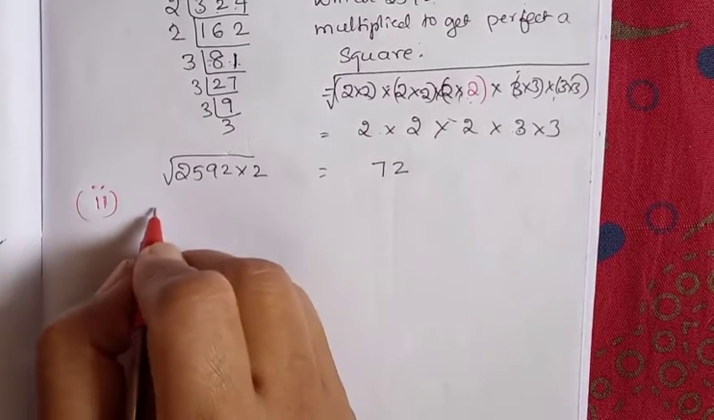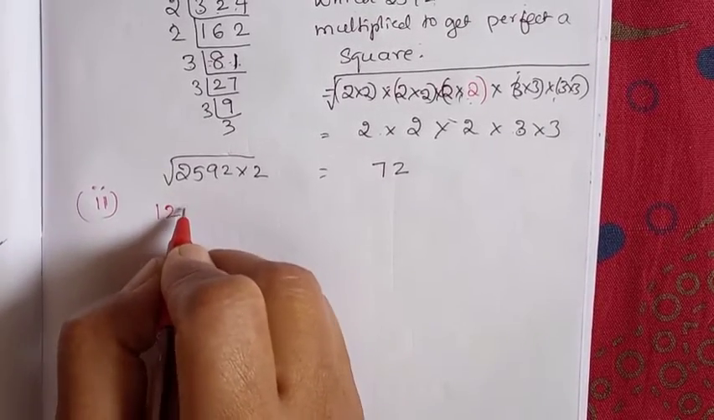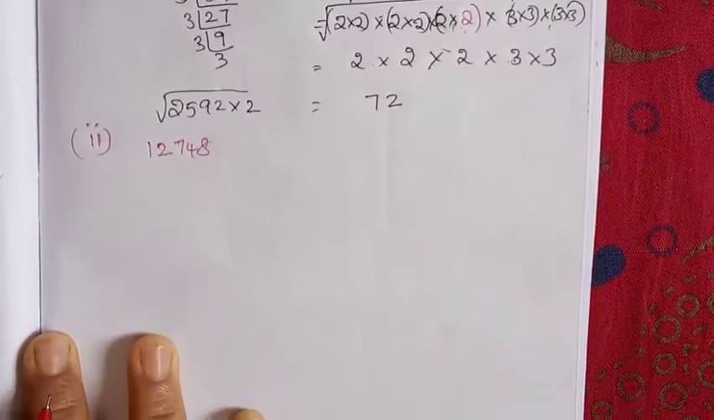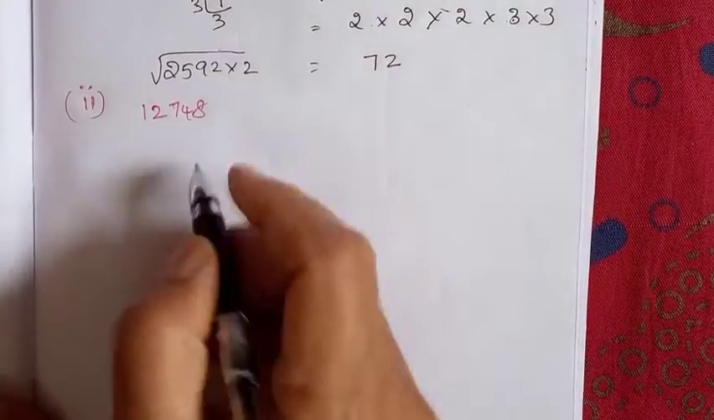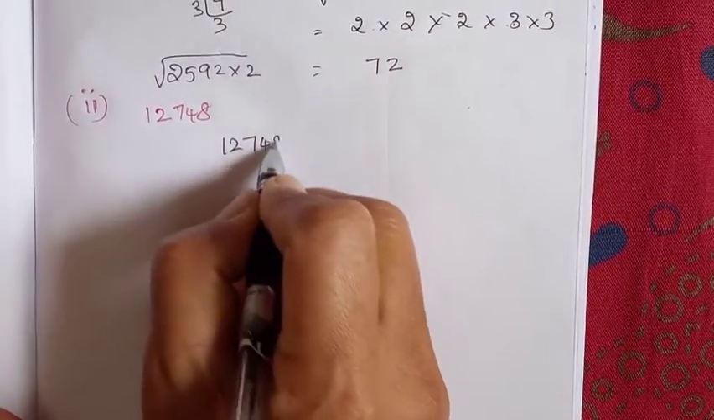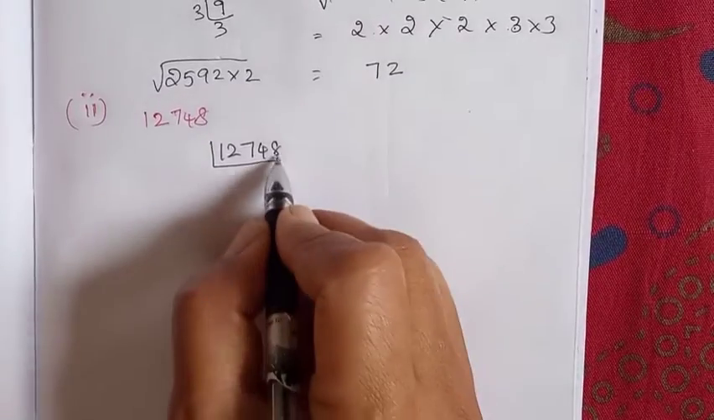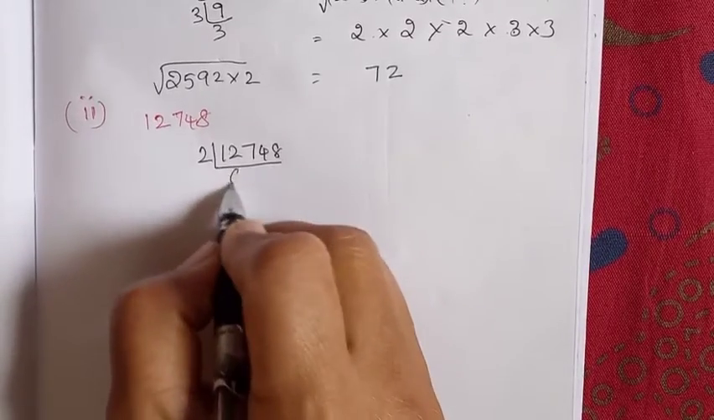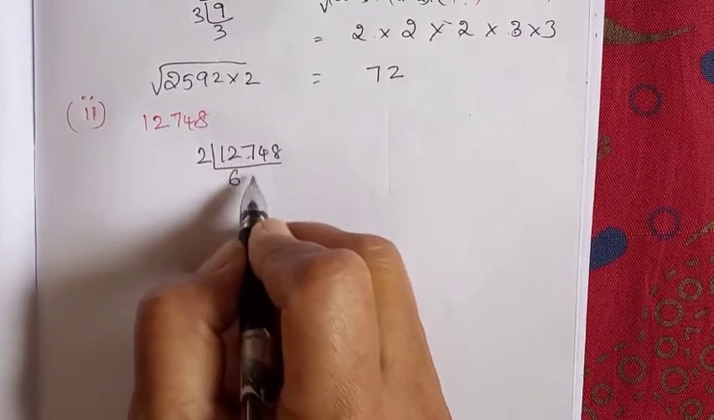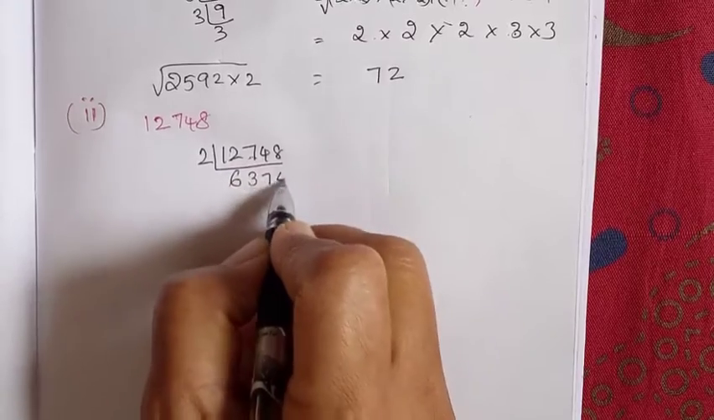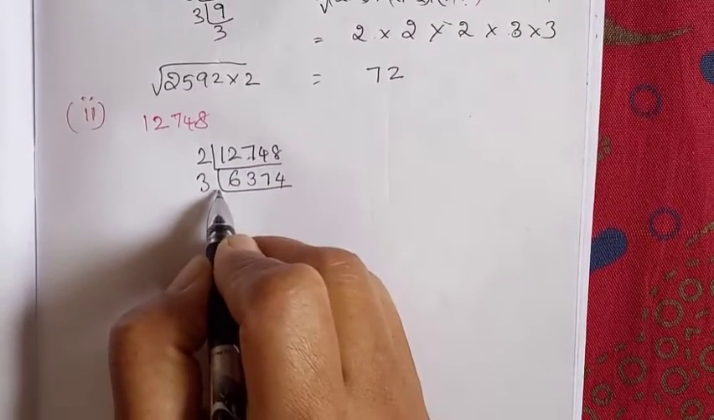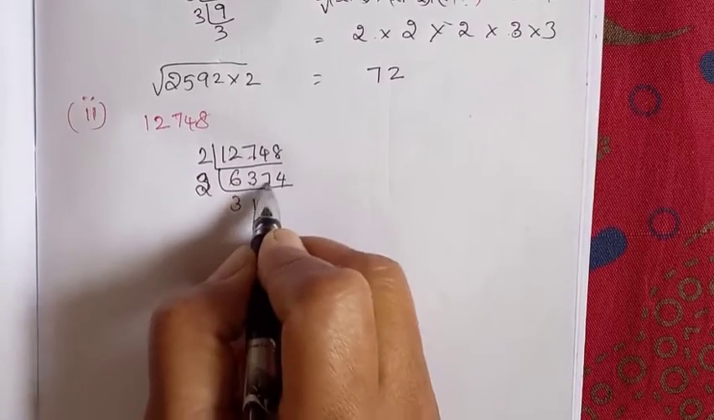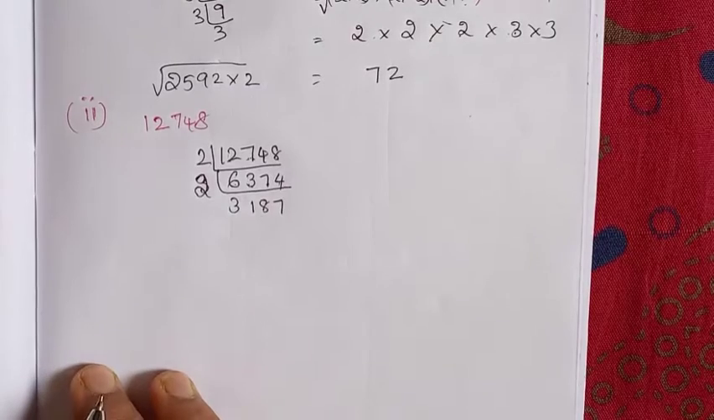Same question, but the number I am writing here is 12,748. Again it is an even number, so we'll start by dividing by 2. 2 sixes are 12, 2 threes are 6, 2 sevens are 14, 2 fours are 8. 2 ones are 2, 2 threes are 6, 2 ones are 2, 2 eights are 16, 2 sevens are 14.